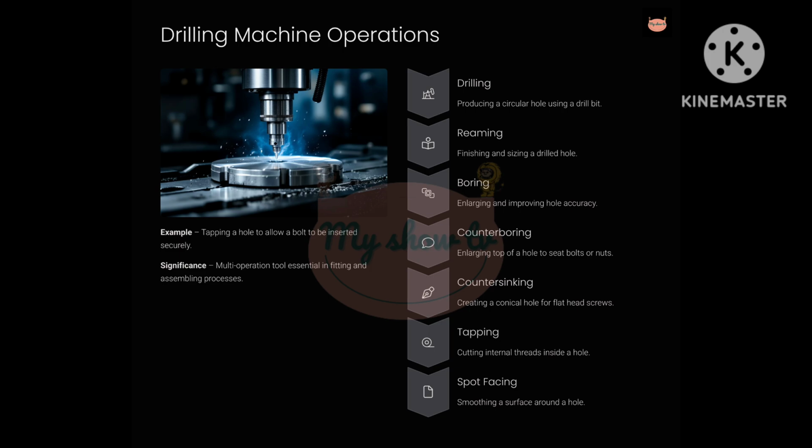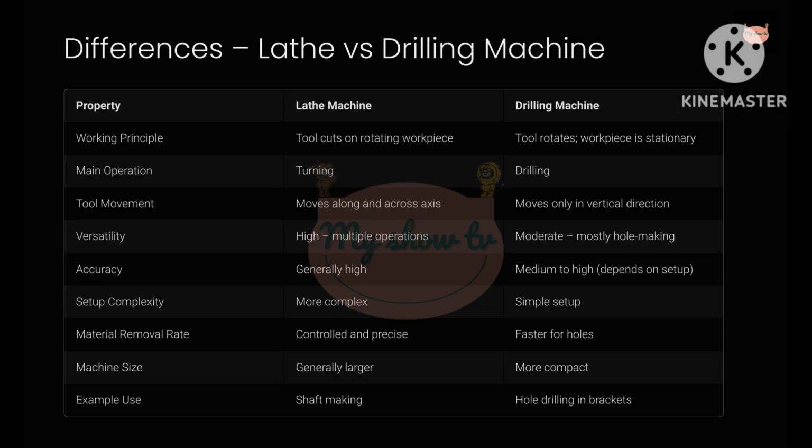7. Spot facing, cleaning and smoothing a surface around a hole to ensure proper seating of bolts or nuts. 8. Example, a bolt needs to be inserted. First drill, then ream, then tap the hole. These operations make the drill press a powerful tool in assembling parts with fasteners. Slide 5. Differences, lathe versus drilling machine.